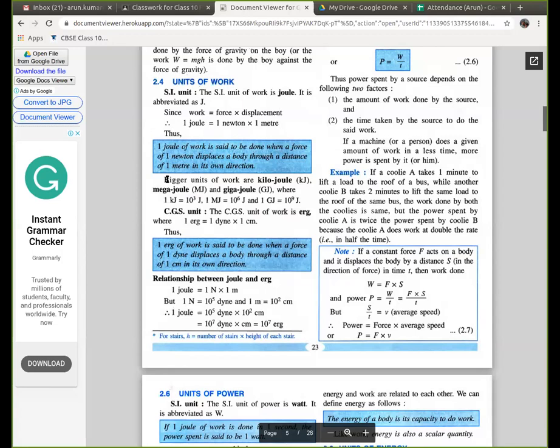Now when a force of 1 erg displaces an object by a distance of 1 centimeter in its own direction, then the work done will be equal to 1, what is that? Oh, yeah, sorry, dyne. Somebody mentioned this to me. Force is measured in dyne. Erg is the actual unit for work. Sorry. And therefore, the work done will be equal to 1 erg.